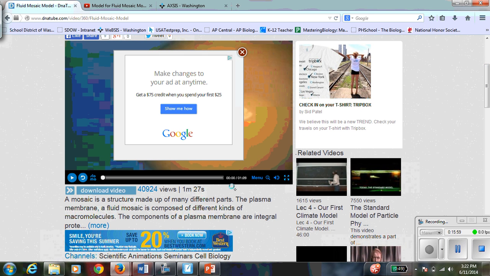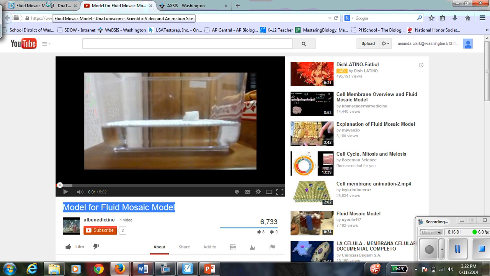What I want you to do after watching both of these videos is in the notes that you're taking for this video, I want you to write down in this model, what are some positives about his model? What are some things that really help represent the actual structure of the cell membrane? But also, what are some of the downfalls? What are some things that aren't really accounted for about the cell membrane in this video?